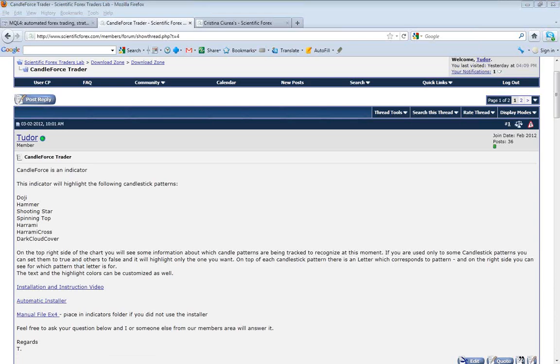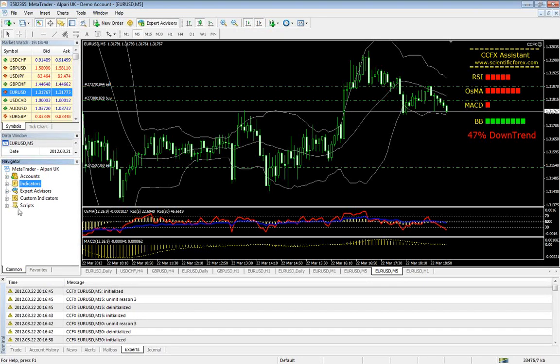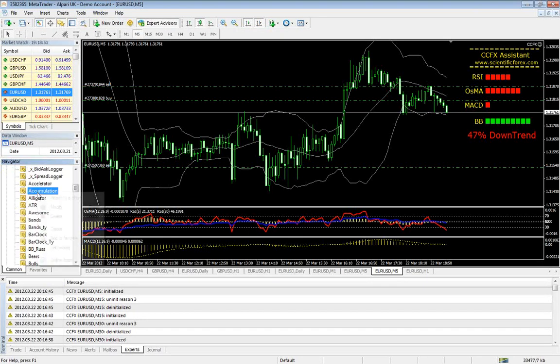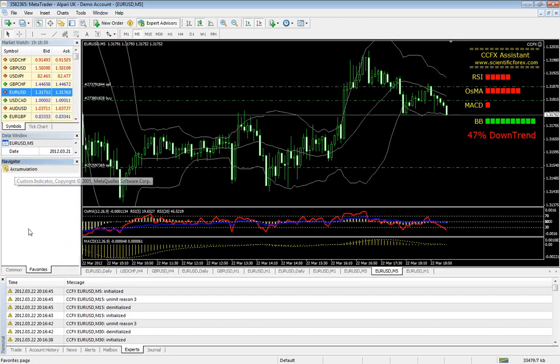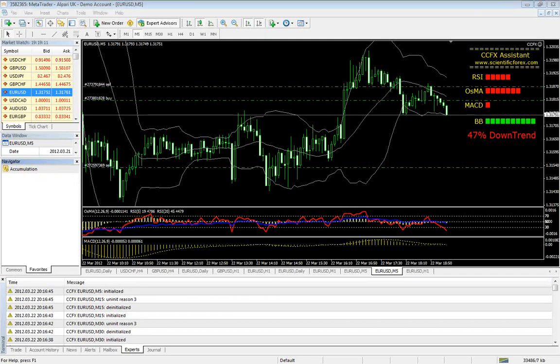Richard, a nice feedback from him: I have found from the Navigator window you can put favorite indicators in favorites. Saves a lot of looking or scrolling. Yes, I agree with you. Like here, you can add this one to favorites, and if you click on favorites, you can see them here. But I have a lot of indicators, so testing them, working on them. But for you guys, it's much easier to use favorites. Yes, thank you, Richard, for that.